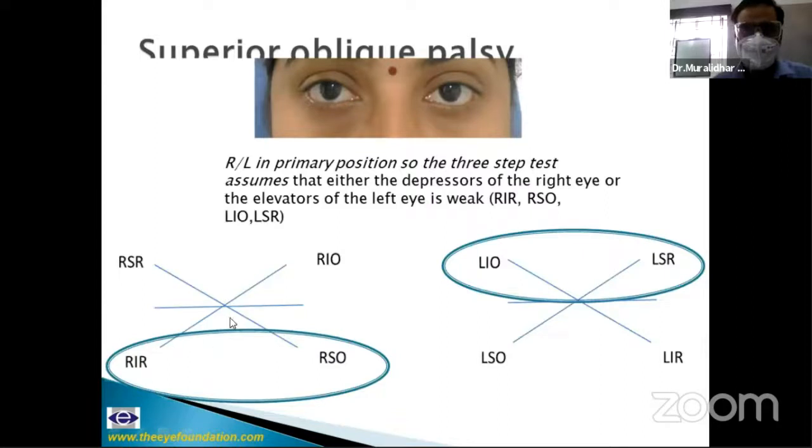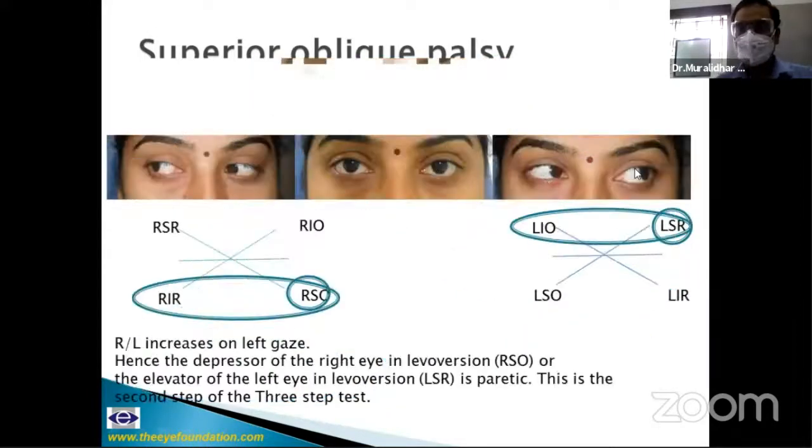So Parks three-step test assumes that whatever deviation is there, it is because of the weakness of the elevators or the depressors. For example, the right eye is higher in this patient. So the right depressors or the left elevators are weak. And if you notice carefully, the R by L increases on left gaze. So this narrows down to right superior oblique or left superior rectus.